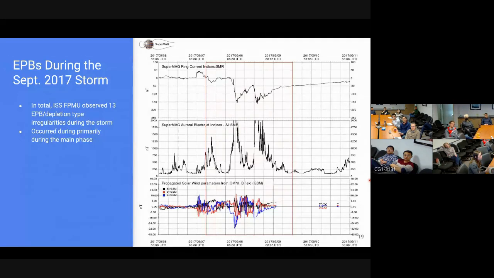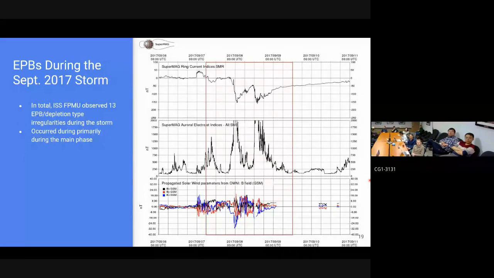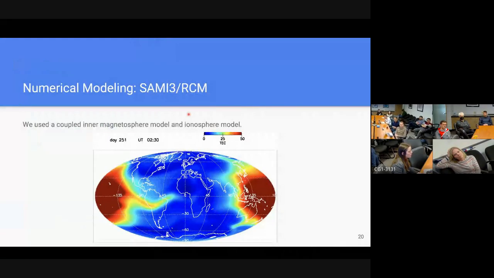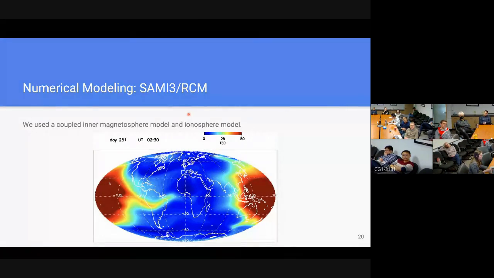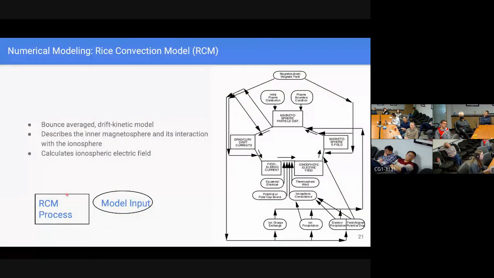Okay, so now we want to take these plasma bubble observations and compare them to our generalized Rayleigh-Taylor instability growth rates. And in order to do that, since we need global parameters, we're going to need to do some type of numerical modeling. So in this case, we use SAMI3 RCM. This is an inner magnetosphere model coupled to an ionosphere model. RCM is the Rice Convection Model.